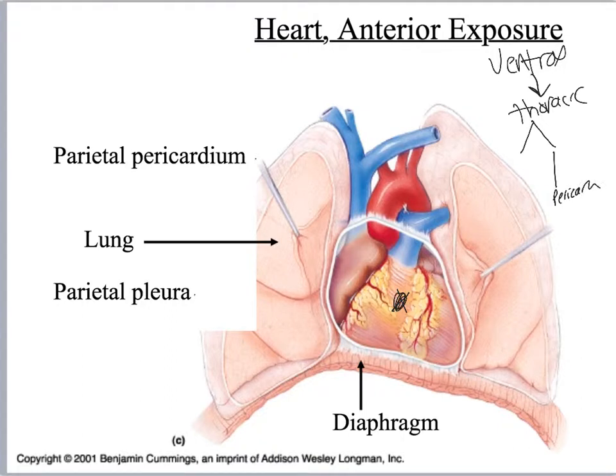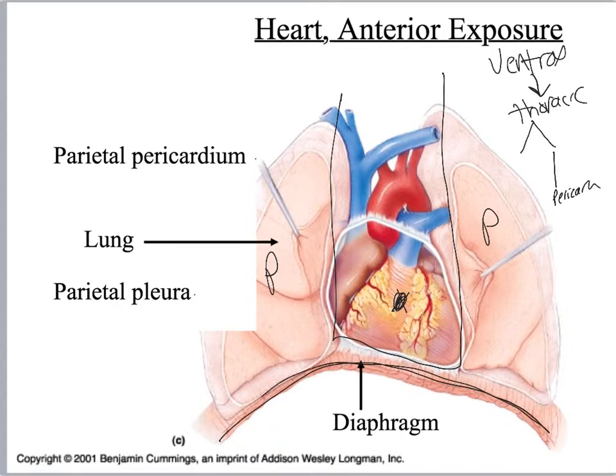So this would be the pericardial cavity. Within the mediastinum, you have a pleural cavity here and a pleural cavity here. The lungs are within those cavities. Dividing it down here, you've got the diaphragm.